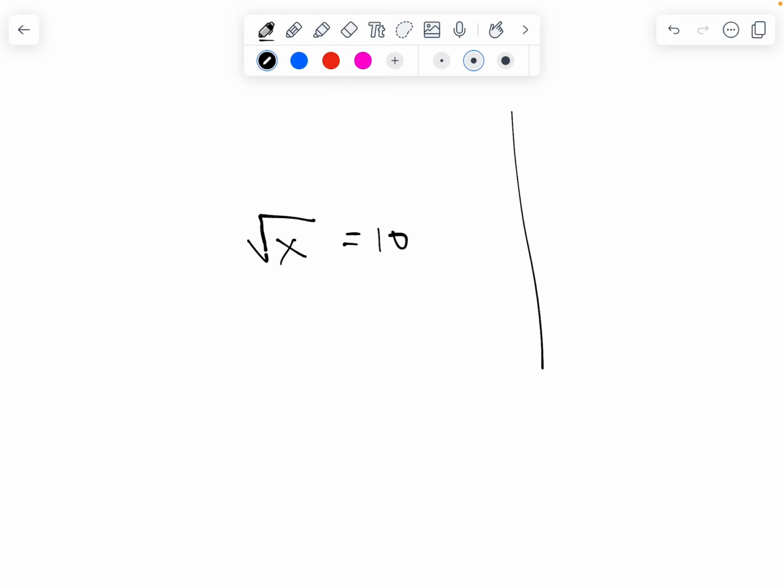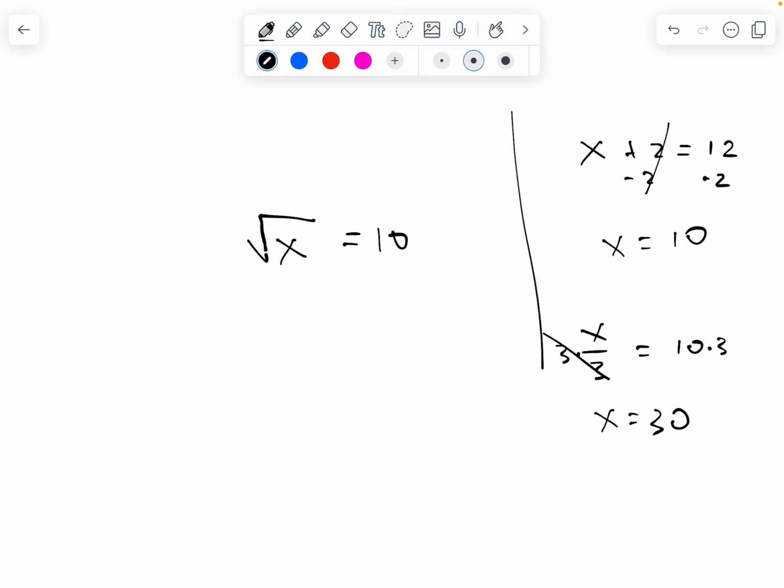Everything in math has its opposite. Addition has its opposite in subtraction, and the plus 2 and the minus 2 cancel out, giving us x is 10. Division has its opposite in multiplication, and those guys will cancel each other out. And for the same type of reason, square roots and squares are inverses of each other, and so they will cancel each other out, and that gives you x is equal to 100.